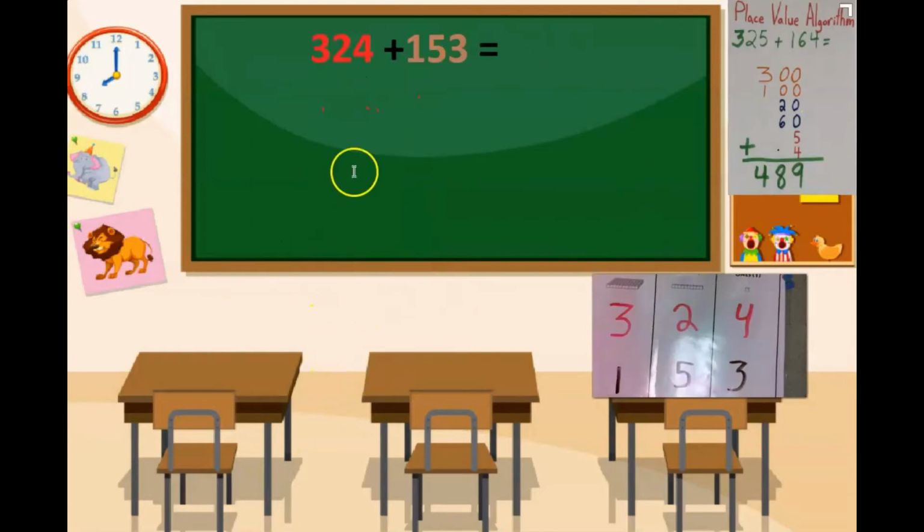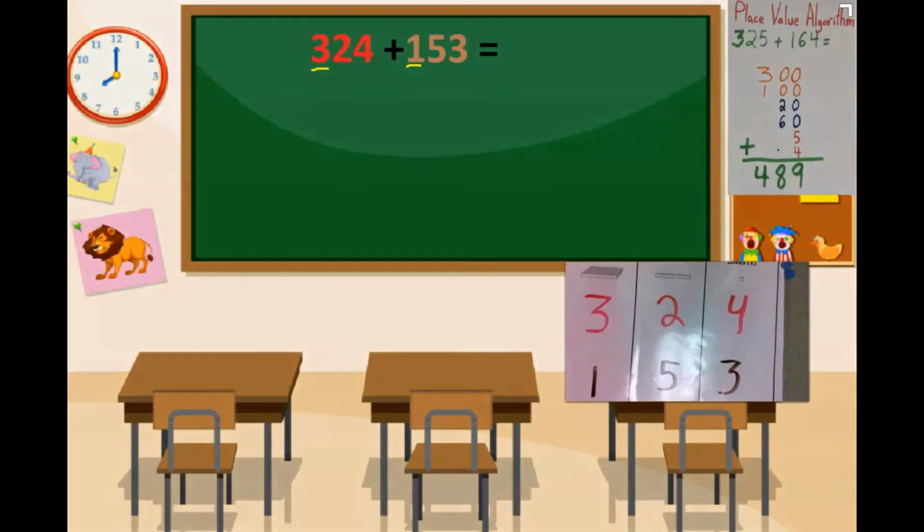In this example, we have 324 plus 153. Let's start by looking at our hundreds. There's 100 in that number, and the brown number in the hundreds is the 1. So now we're ready to go.